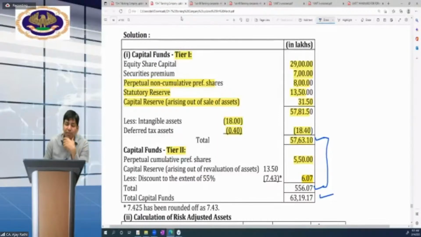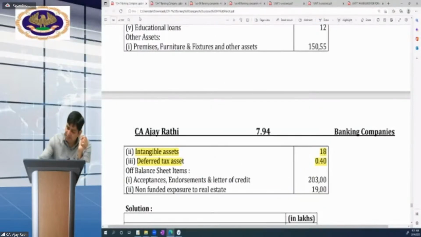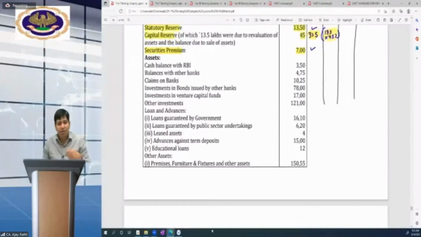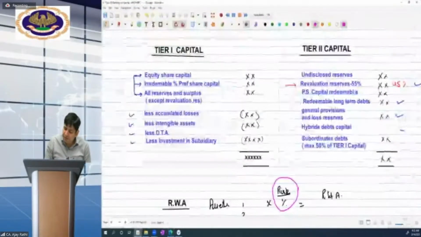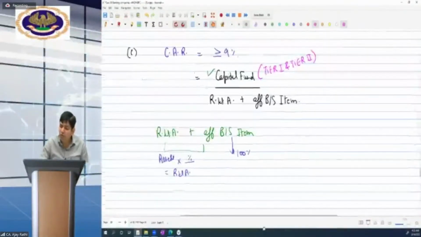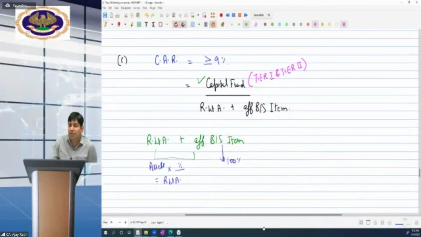How will risky assets be calculated? Nothing. It is just like a game. You know, assets are there. And what we have to do? First, we have to check the formula. First, we have to know the capital fund, which we have already covered. Yes, sir. Now we are covering risk-weighted assets. After that, we shall cover off-balance sheet items and we will calculate the complete ratio.